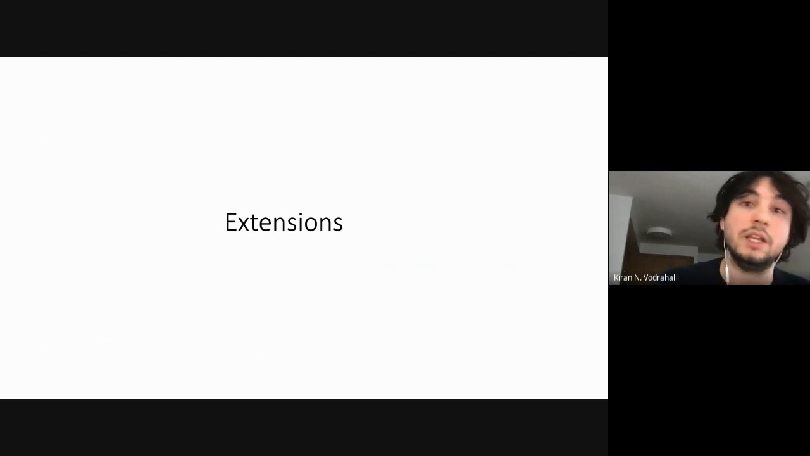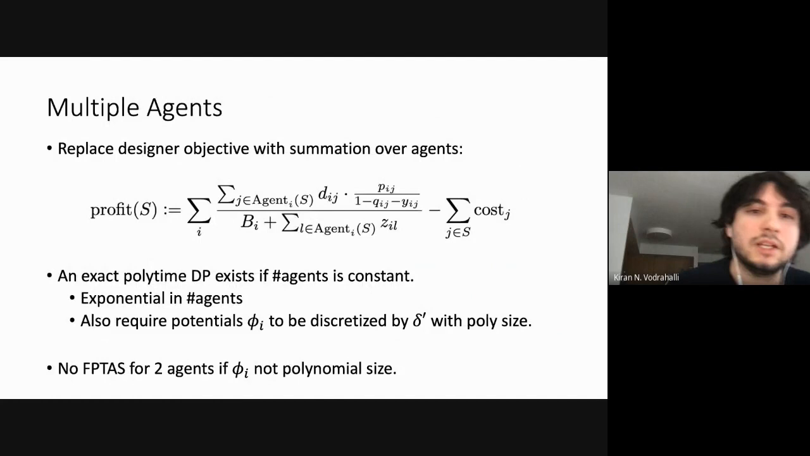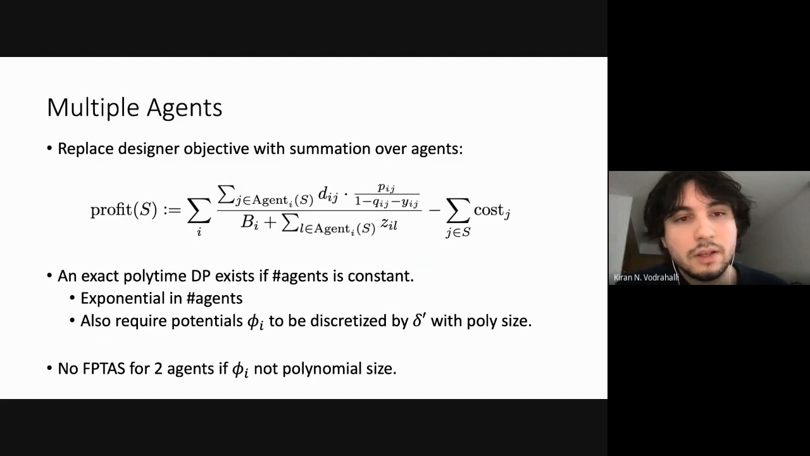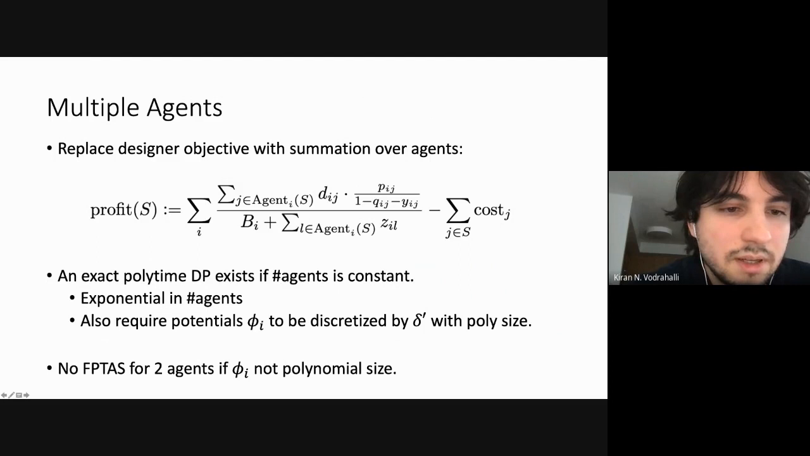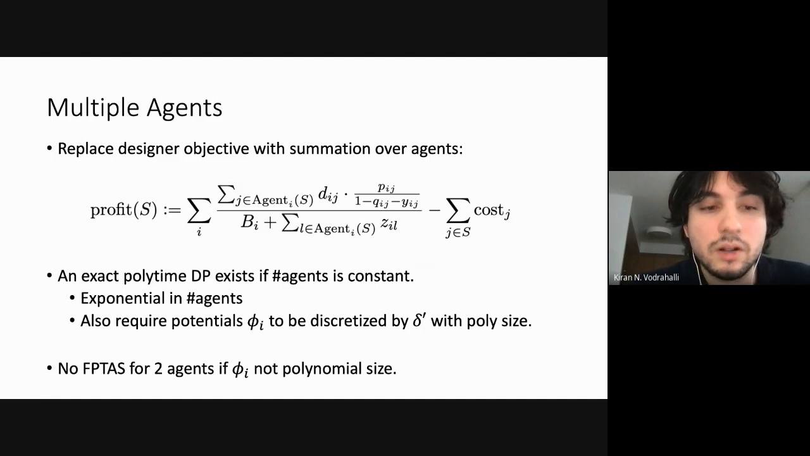So now we're going to talk about some extensions, because this was just the basic setting with one designer and one agent. We can also consider the case where there are multiple agents, and we replace the designer objective with a sum over the agents i, and the j's are the platforms. Each agent is doing their own thing, and there's still just a one-time cost to build these platforms. In this setting, there's an exact polynomial time dynamic program if the number of agents is constant, and we also require the potentials to be discretized by some delta prime with polynomial size.